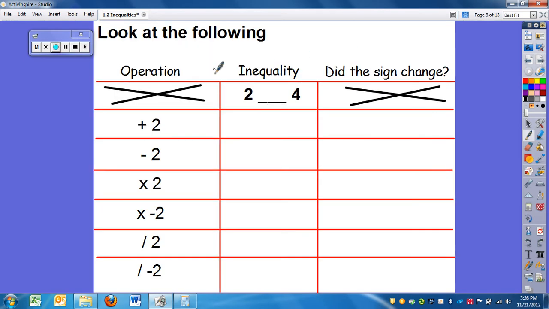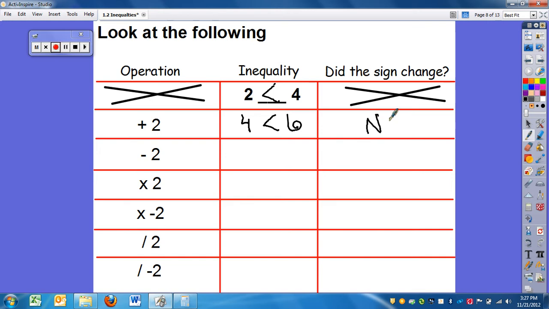One other important concept before we get to the meat and potatoes of this lesson, which is solving the inequalities, is we need to fill out this chart to figure out if the sign always stays the same. So in this example, we have 2 and 4, and if I compare 2 and 4, I would say 2 is less than 4. But if I add 2 to my original inequality, I get 4 and 6, which means 4 is still less than 6. So did my sign change?